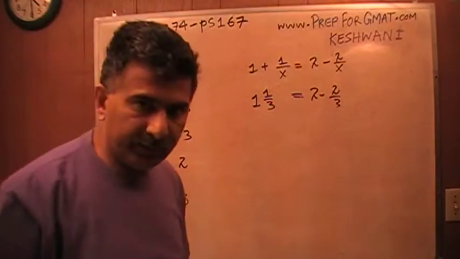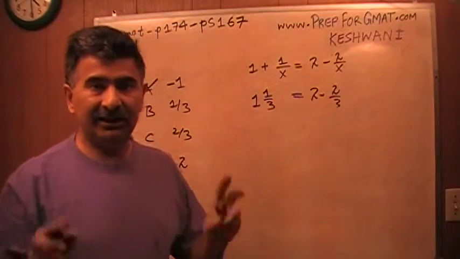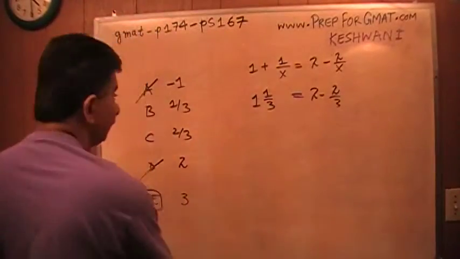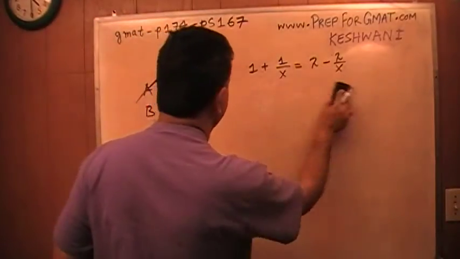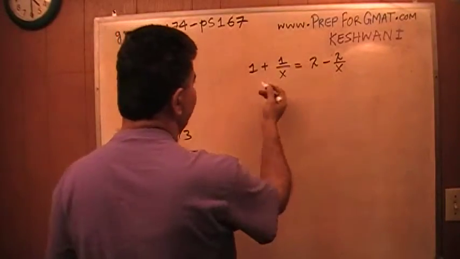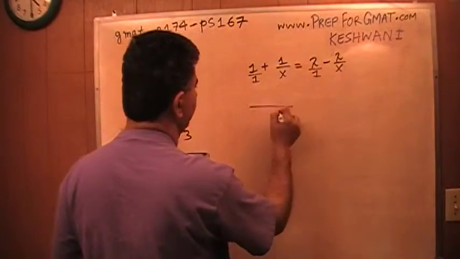Now, if you're hell bent on it, if you must see the proper academic way, I'll show it to you. So let's do the proper way. Find the common denominator here. This is just 1 over 1 and this is just 2 over 1. The common denominator here is x.